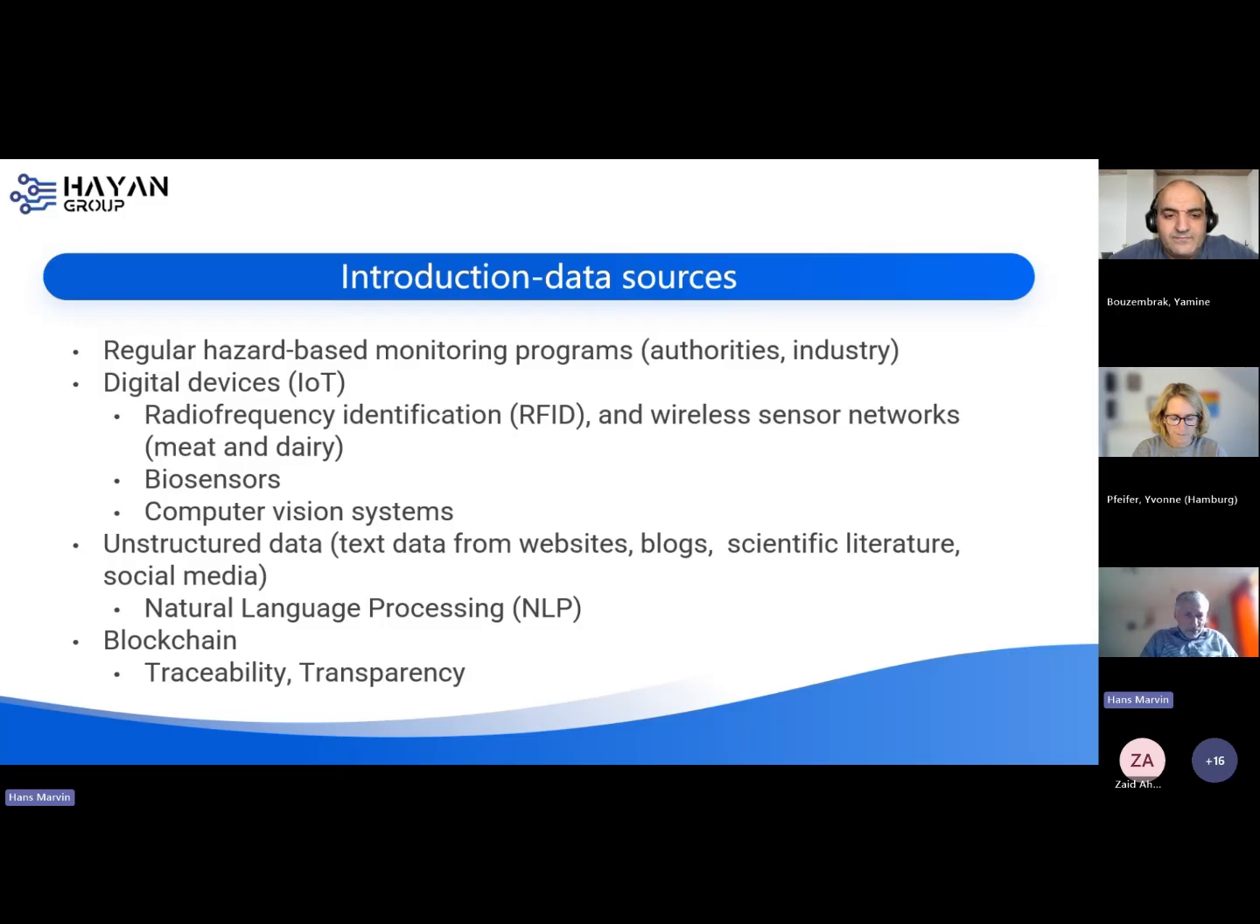But besides that, there is also unstructured data that is available and collected by different actors, such as text from websites, blogs, scientific literature, and social media. And nowadays, in the last couple of years, natural language processing is also a new data source that generates new data that can be used for food safety control. And of course, the implementation of blockchain has been published in several cases, where traceability and transparency is the objective.